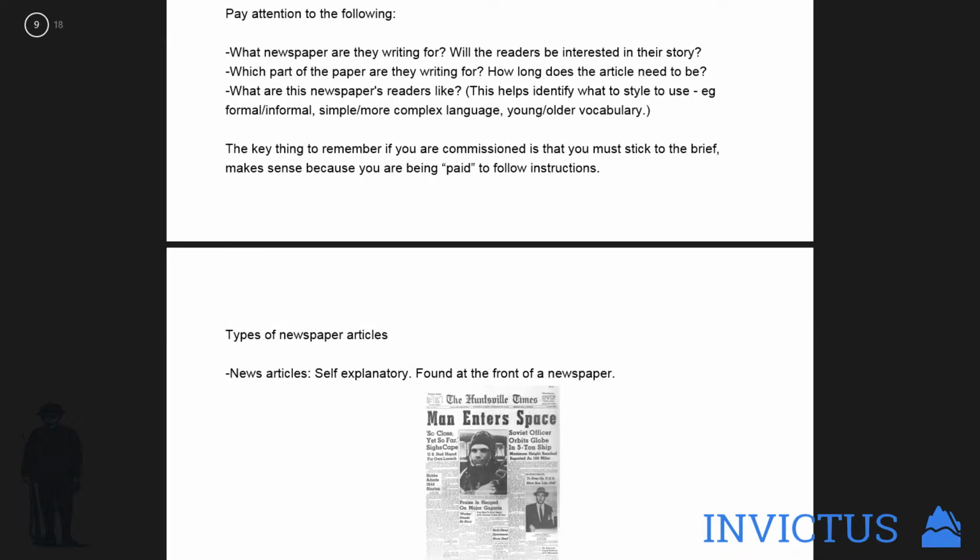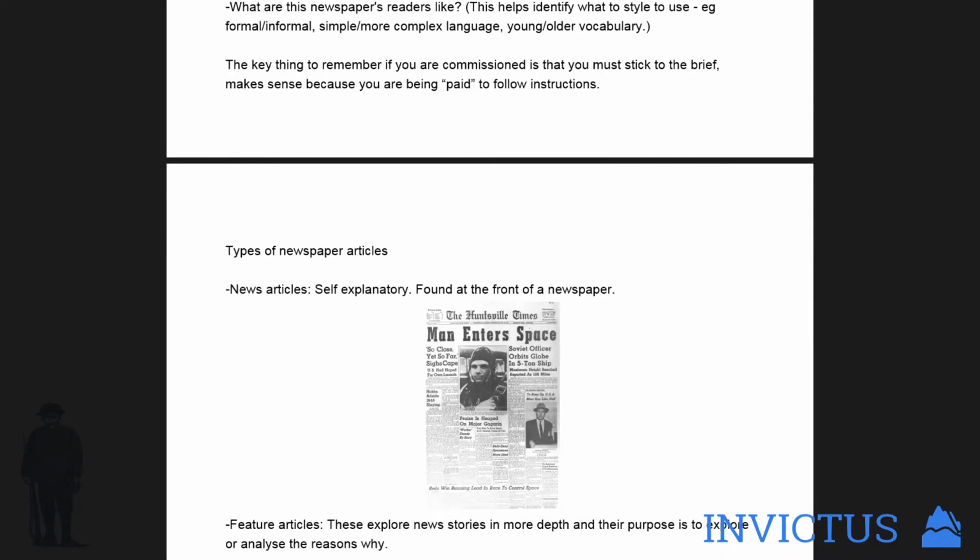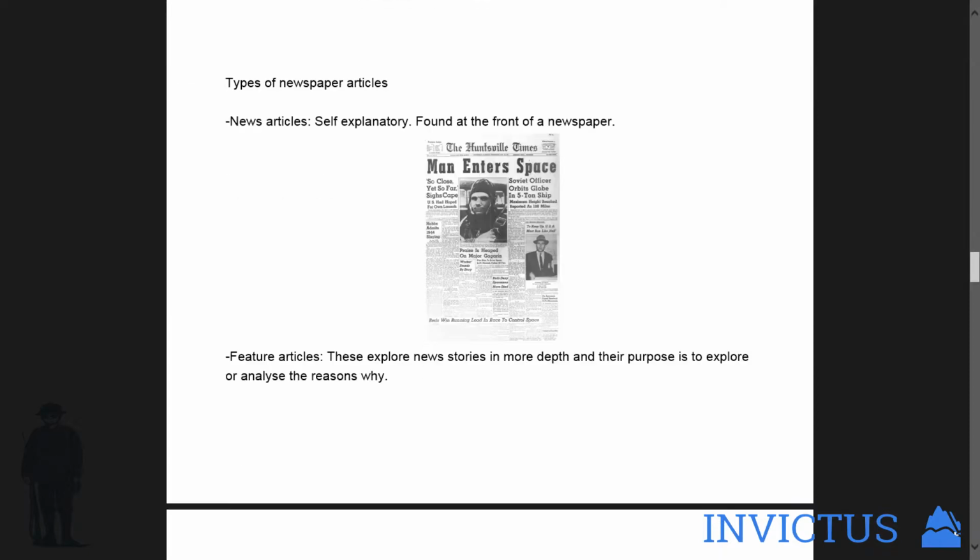The key thing to remember is that if you're commissioned, you please stick to the brief. It makes sense because you're paid to follow instructions. If you don't follow the instructions, you get fired. So here are some types. News articles, self-explanatory, we read them every day, it's bog standard.